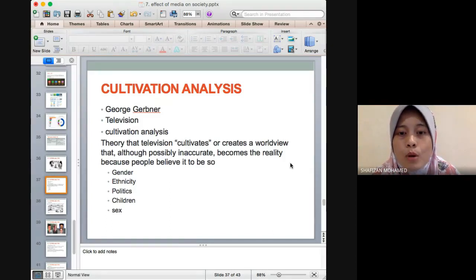Because this is what most of us are cultivated into: that our understanding of how a woman looks, and how a pretty woman looks, is always the same. They are always fair, slim, long hair, very feminine, big eyes, because this is what we see in the media.